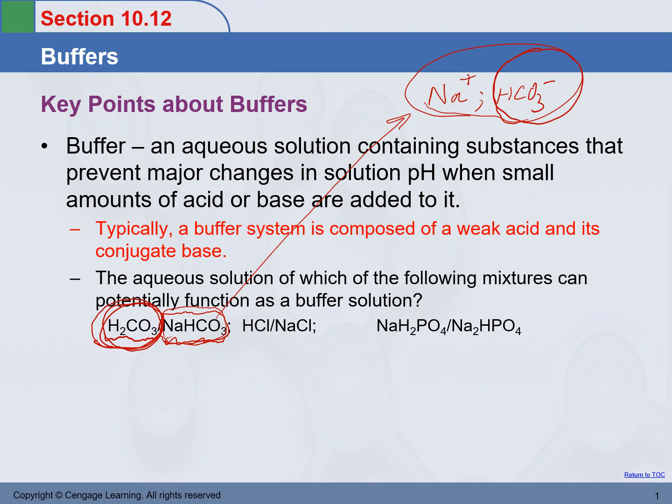The second one, we do have an acid, HCl. Well, based on our discussion on the first group, sodium chloride, when you dissolve it in water, you are going to have sodium ions and chloride ions. Yep, we do have a conjugate base. Chloride is the conjugate base of HCl. That looks like a buffer solution, an acid and its conjugate base.